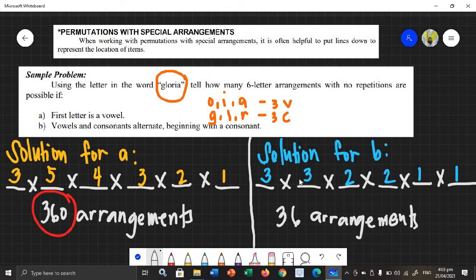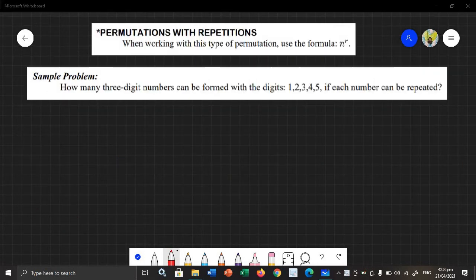We have 3 times 3 times 2 times 2 times 1 times 1, so there are 36 arrangements. So, when we arrange the word Gloria, given that the vowels and consonants alternate, beginning with a consonant, we will form 36 arrangements. So, this is an example of permutation with special arrangements or conditions.